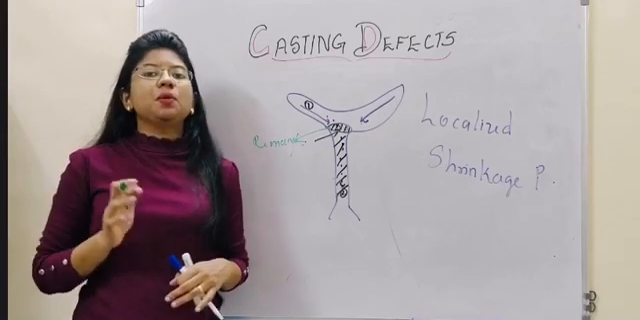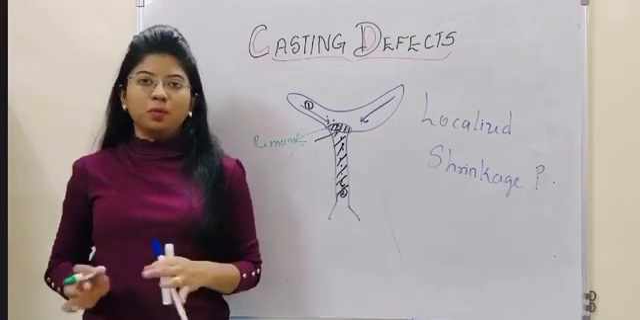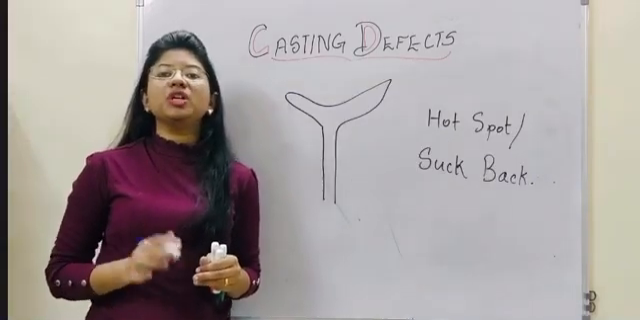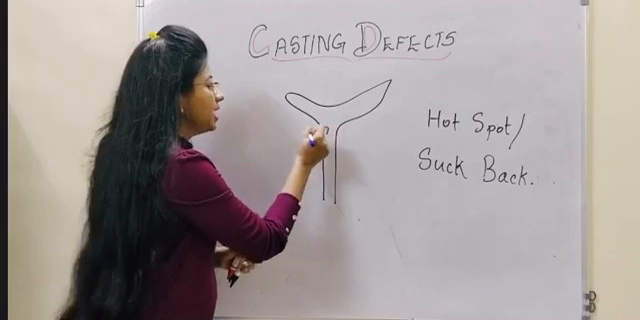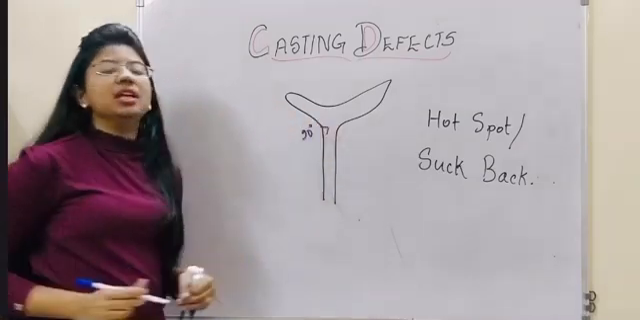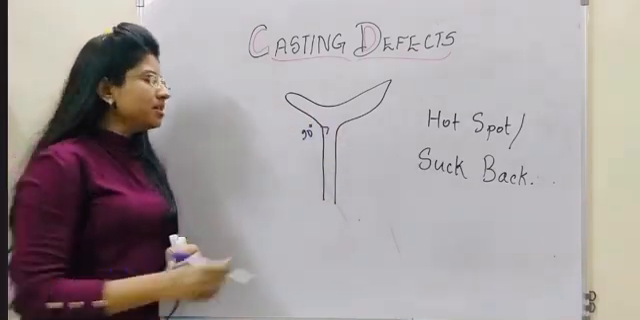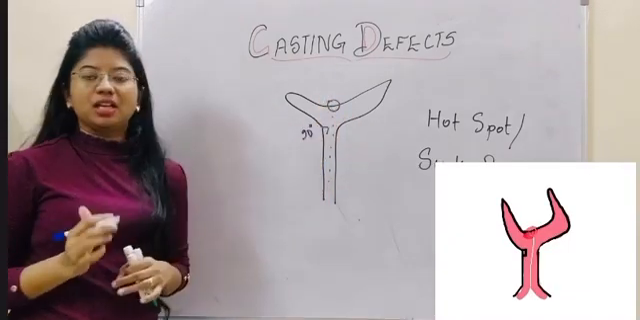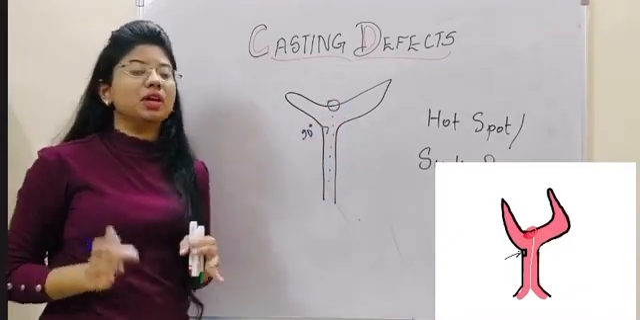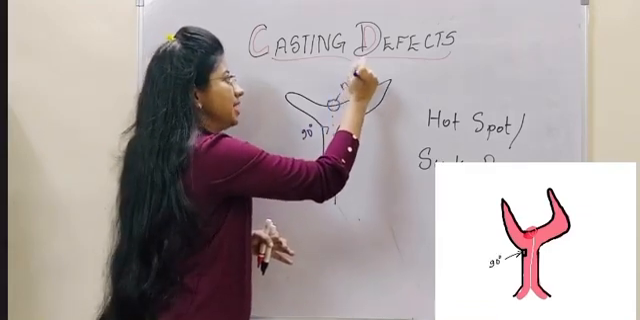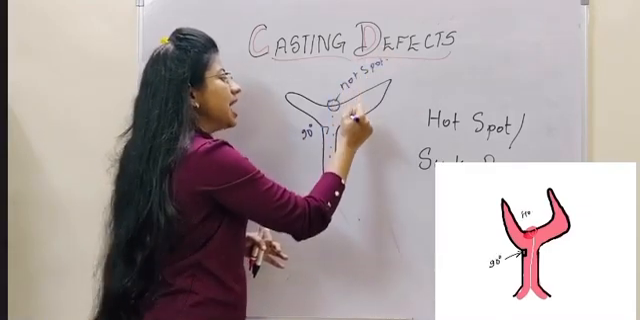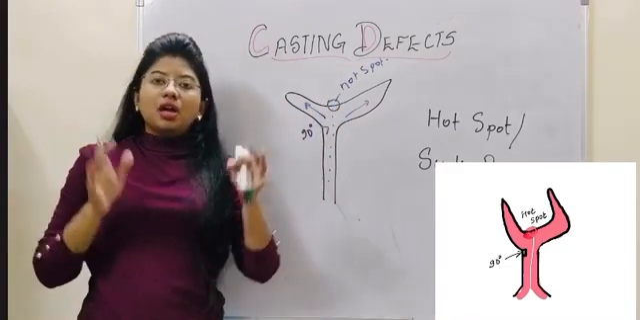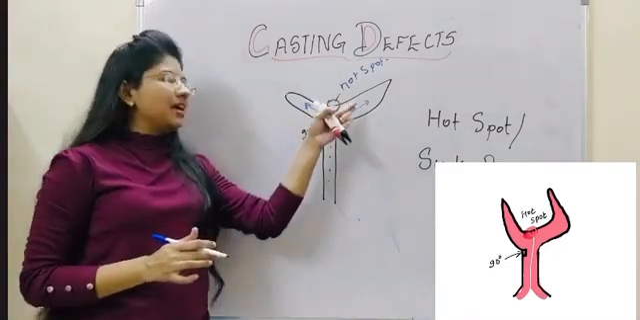Then the next porosity is hotspot porosity. In hotspot or suck-back porosity, what happens? The sprue is attached at an angle of 90 degrees to the wax pattern. The molten metal will enter and directly hit this area. The hot metal will form a hot spot in this area, and after that it will go in this direction. In the solidification process, it is first the wax pattern and then the sprue.